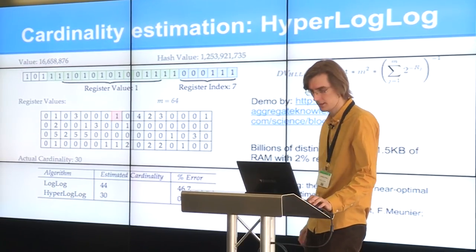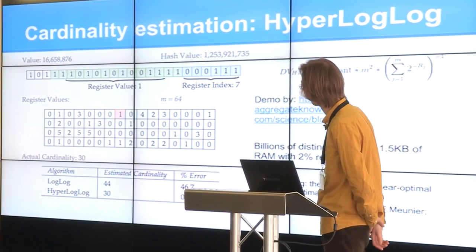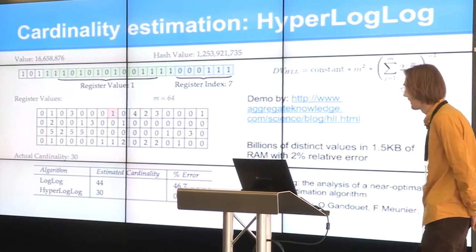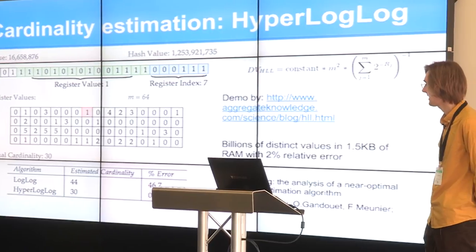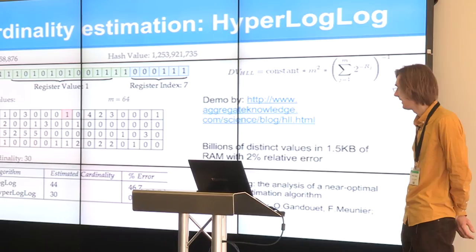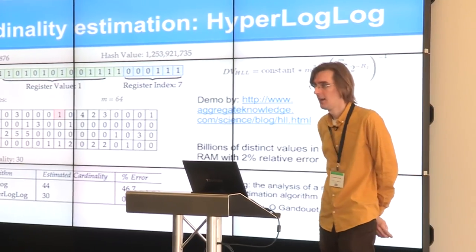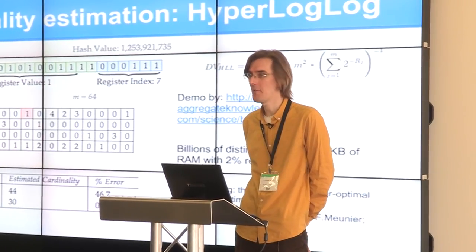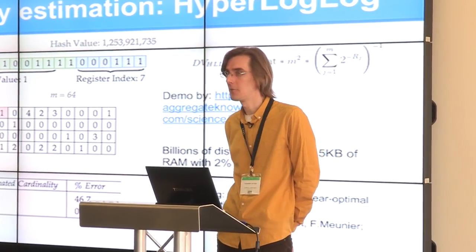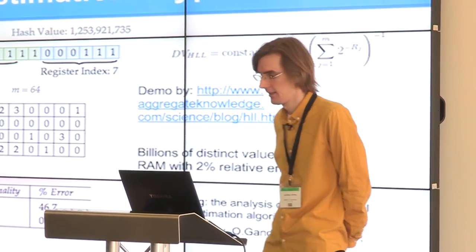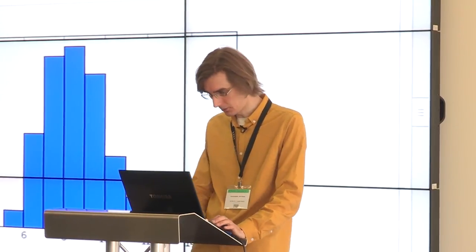Oh, it should be lying. I think it's not run till the very end. But the most impressive, you can estimate billions of distinct values in like 2 kilobytes of memory, and it was only 2% error. This is amazing. If you just want to monitor what's happening in your data set, do monitoring of any streams of data, this is brilliant.